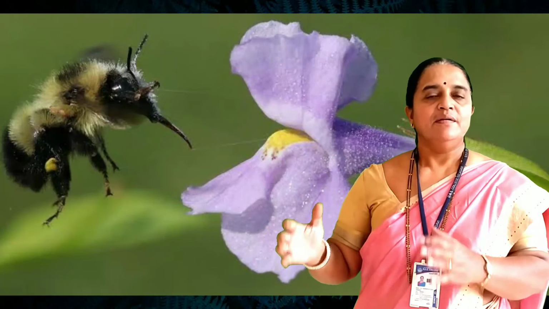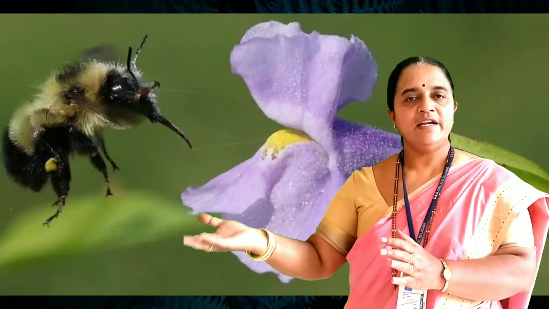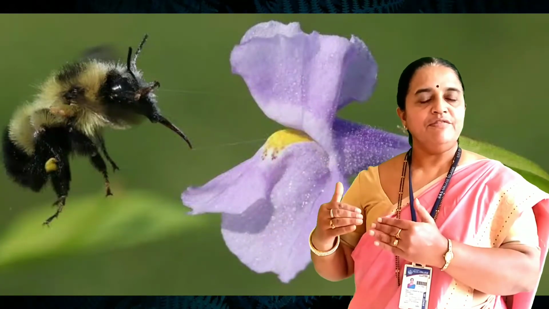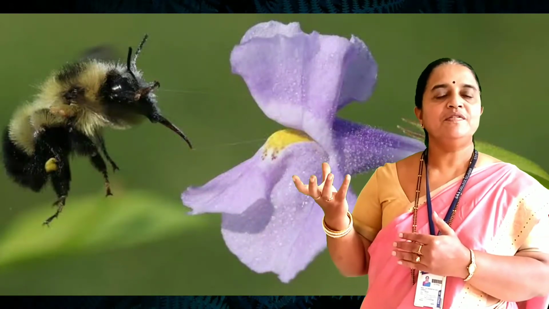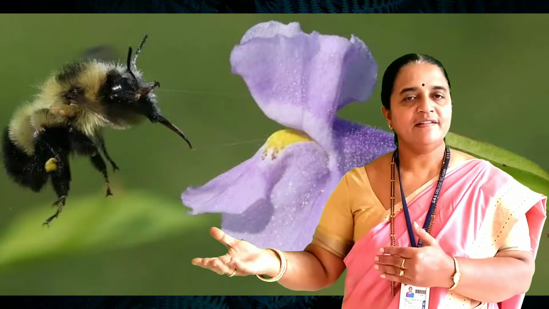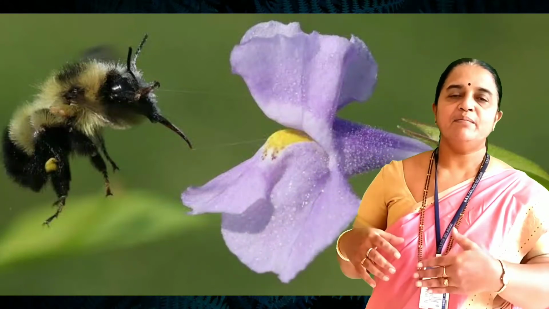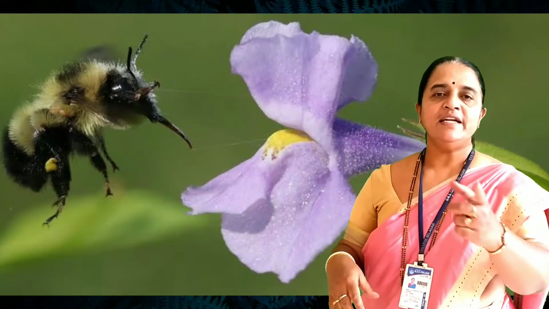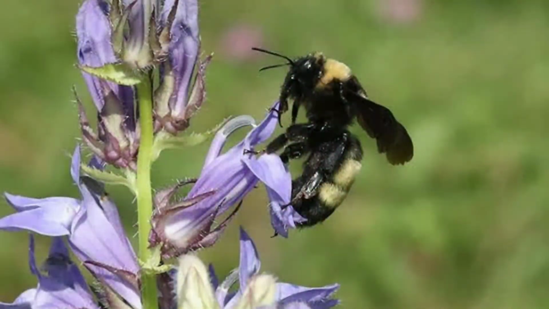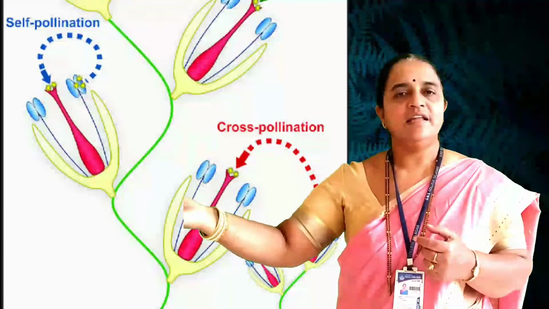Biotic agents are the animals. Now among animals, maximum insects will pollinate the flowers. Some flowers are pollinated by birds. Some flowers which bloom in the night are pollinated by bats. And some flowers are pollinated by snails. So all these animals are called pollinating agents. So cross-pollination requires abiotic agents like wind and water. Biotic agents are the animals. That we will study in the next session.